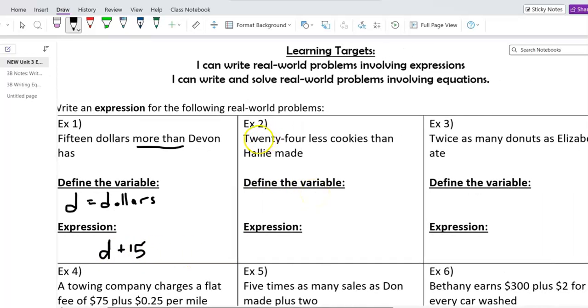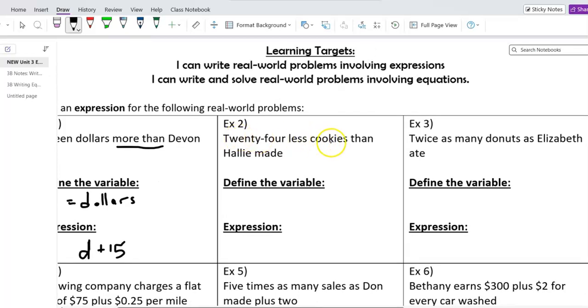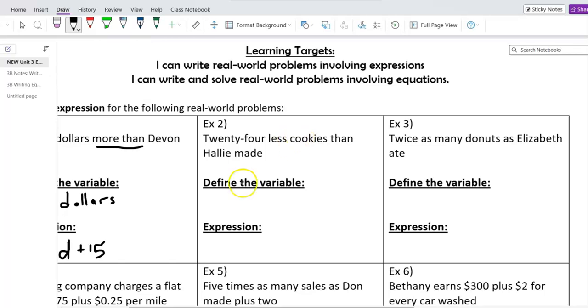On this second example, it says 24 less cookies than Hallie made. On this problem, we're working with cookies, so we're going to do C equals cookies for our variable here. And it says less, and we have than. Less is telling us subtraction, where more is telling us addition. And that word than is telling us to switch it. So although the 24 came first, we're actually going to do C minus 24 on this problem, because again, that keyword than is making us switch the problem around.